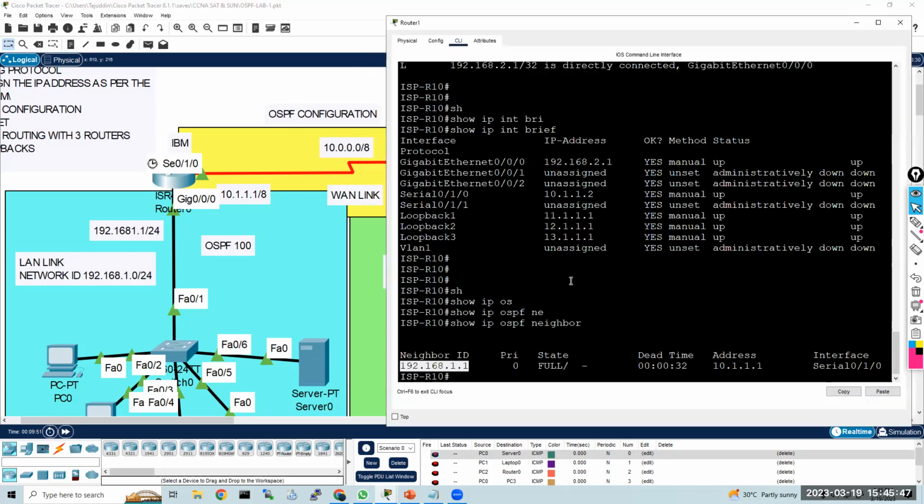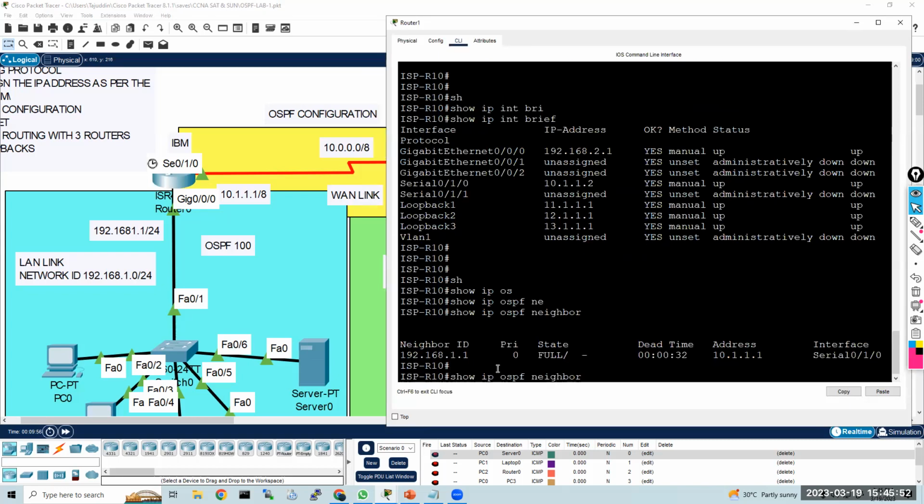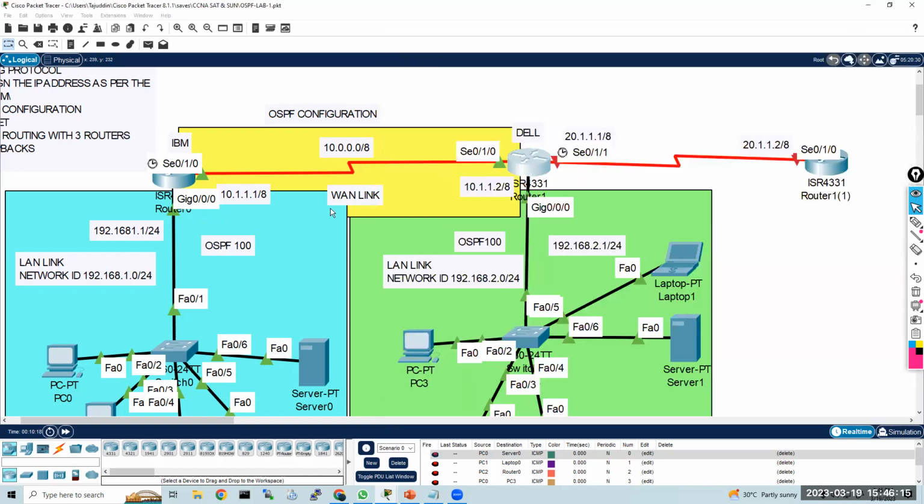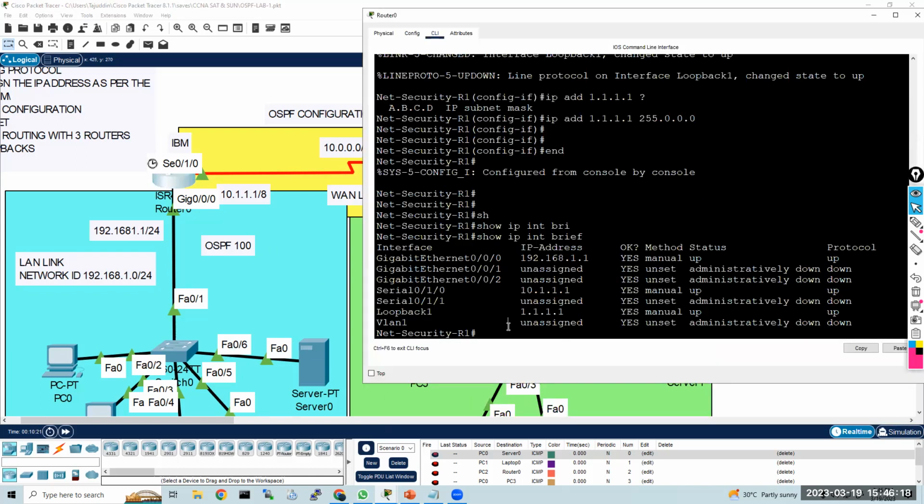Let's see. Before, it was showing 13.1.1.1, right? Now check once again. It's showing the same, because the highest loopback will be considered. 13.1 is the highest loopback compared to 1.1.1.1. That's the reason. So how do I change it now? I want to make this router 1 my DR. How do I change that?